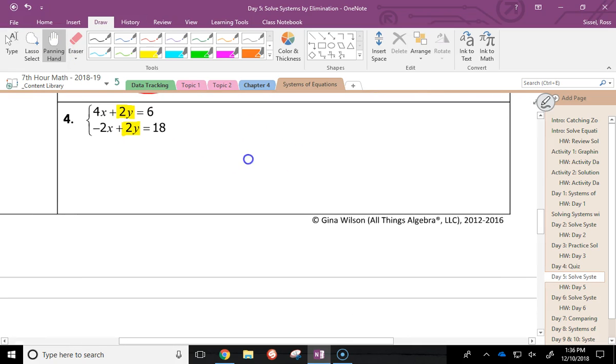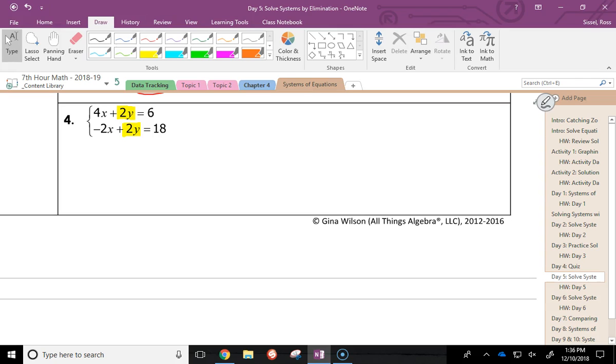So, we were right. We want to look at y. It's 2y and 2y. But now we have to look at the value. Are they both positive, or is one positive and one negative? Both are positive, because they're both adding 2. Because of that, I will multiply my second equation by negative 1. I want them to be opposites.